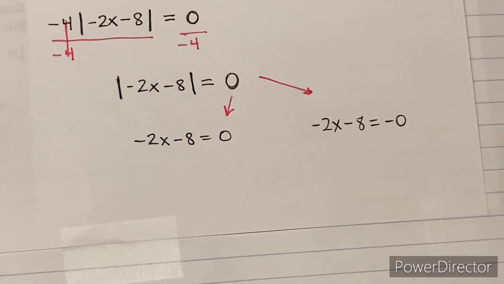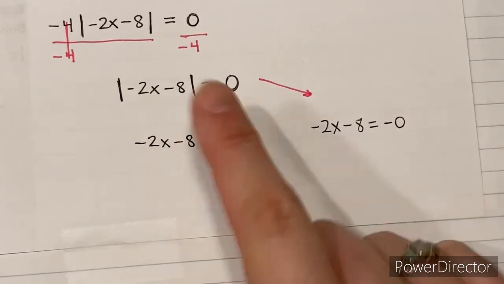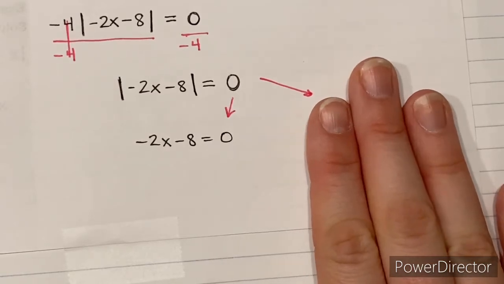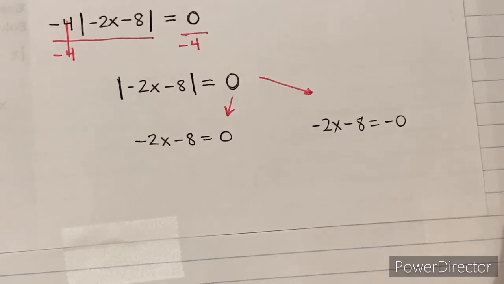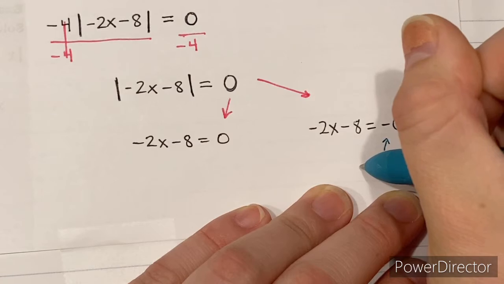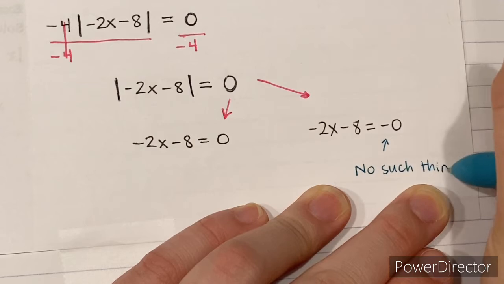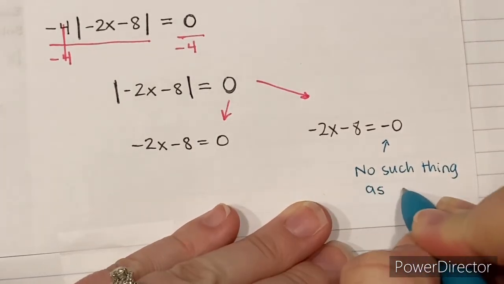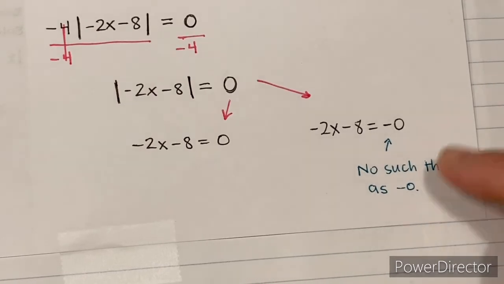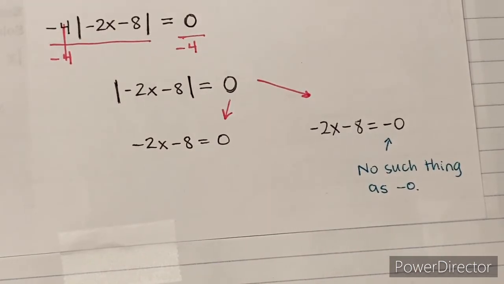So when you have a problem like this where the distance is equal to 0, you're only going to have one solution, because there is no such thing as -0. So we do not have to solve this one. So we can put a little note right here that says no such thing as -0. Okay? So now that we've talked about the -0, if we just solve this, then this is our one solution that we're going to have.